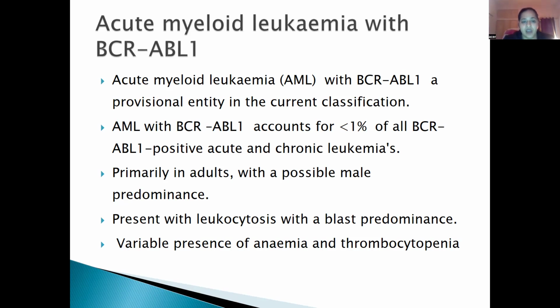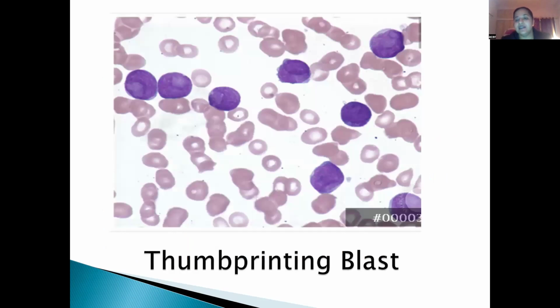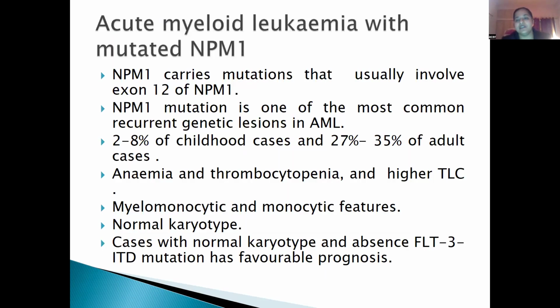Okay, so it presents with leukocytosis with blast predominance. And again, it is the mutated NPM1 that involves the most common recurrent genetic lesion in AML. Suppose the patient is coming with recurrent cases, so NPM1 is the one. It has got myelomonocytic and monocytic features. And the characteristic of this NPM1 is the presence of thumbprinting blast.